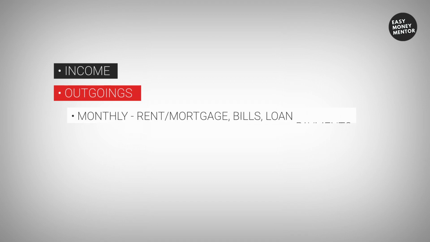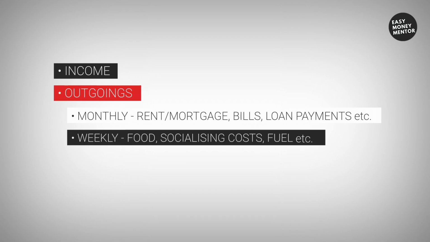Costs that you pay for on a monthly basis, such as rent or mortgage payments, bills, loan payments, phone contracts, insurances, and any other items that you have monthly outgoings for. Weekly or even bi-weekly costs such as food, socialising costs, fuel for the car, and any other items that you pay for on a weekly basis.